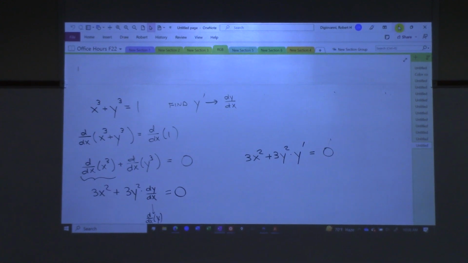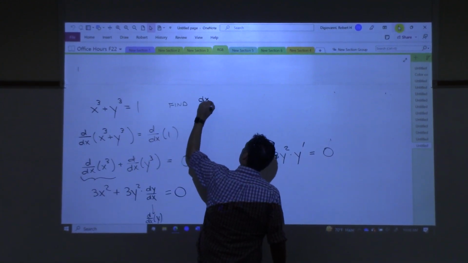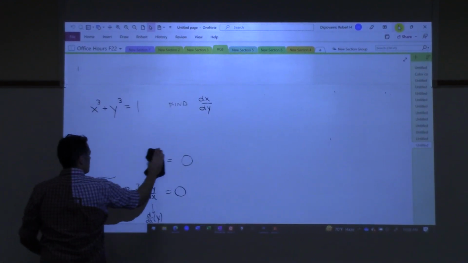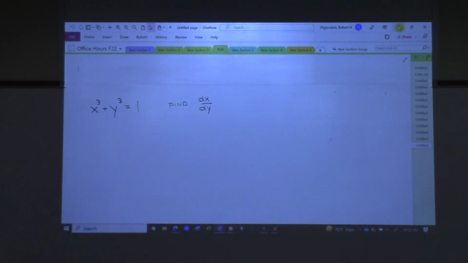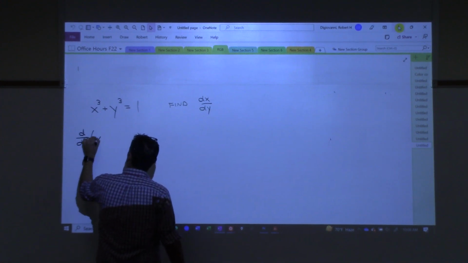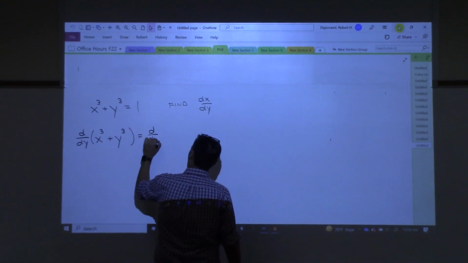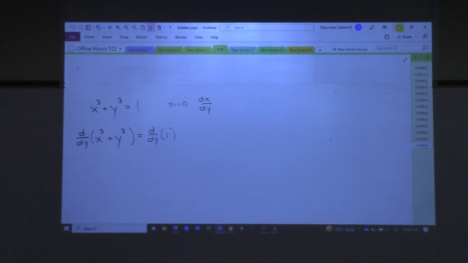Okay, I have a question for you. I would like for us to do this problem again, but this time I want you to find dx dy. This time, what are we differentiating with respect to? To y, right? So I'm going to put dy on the left and equals dy on the right. So I'm differentiating with respect to the variable y on both sides.